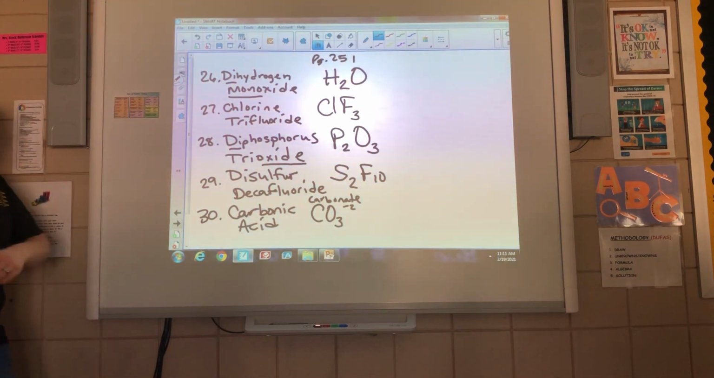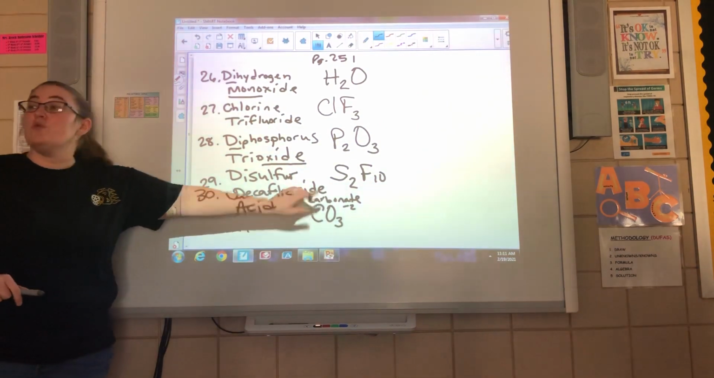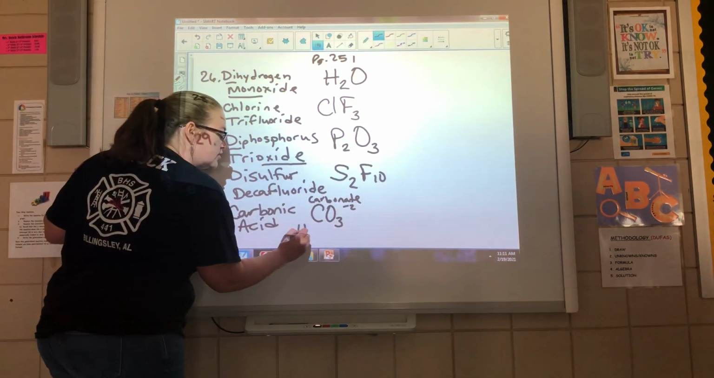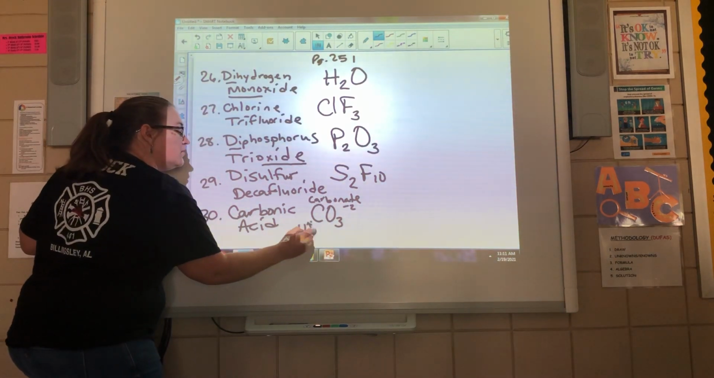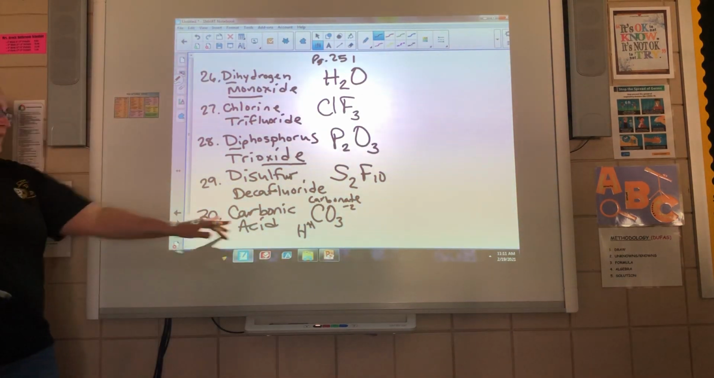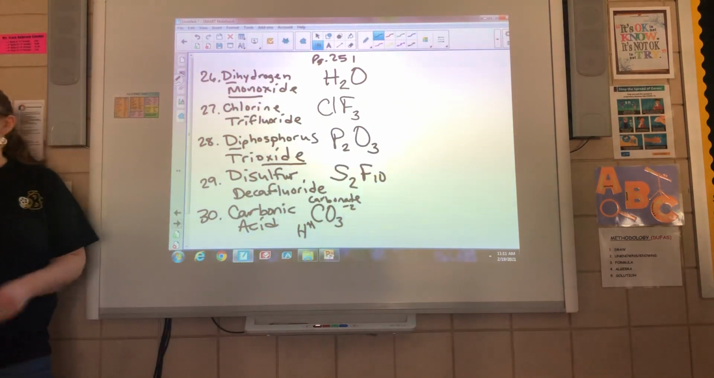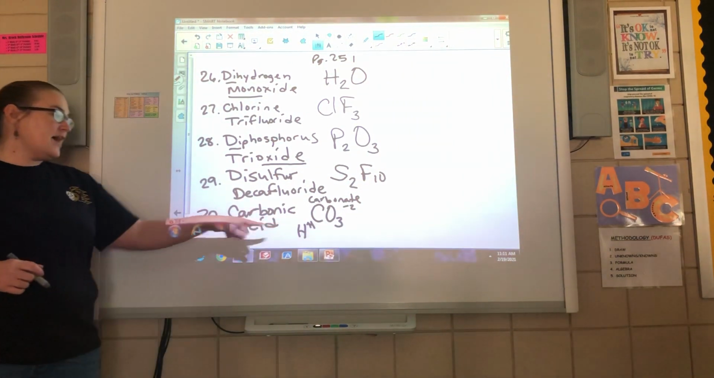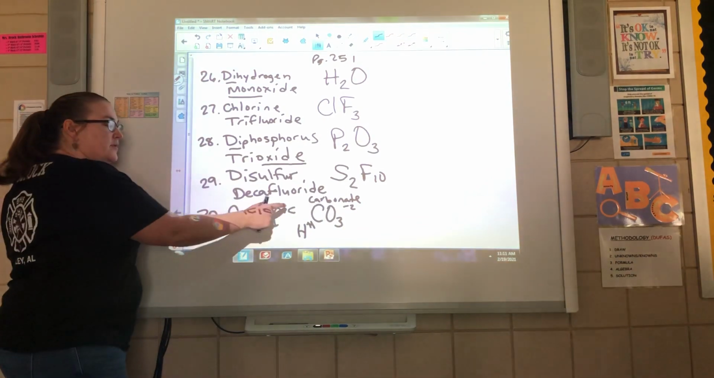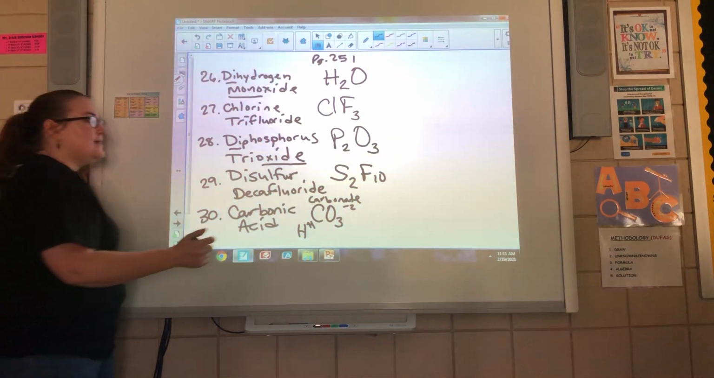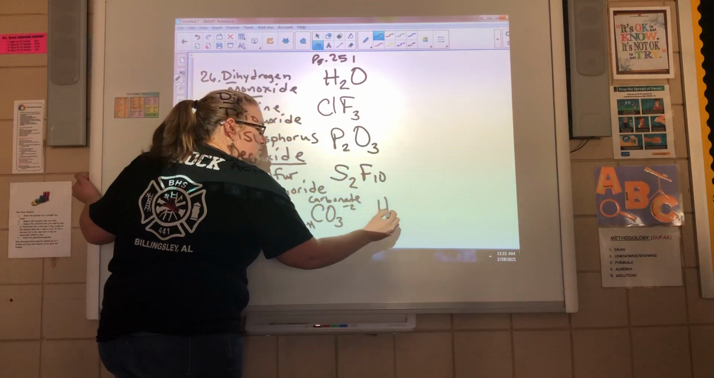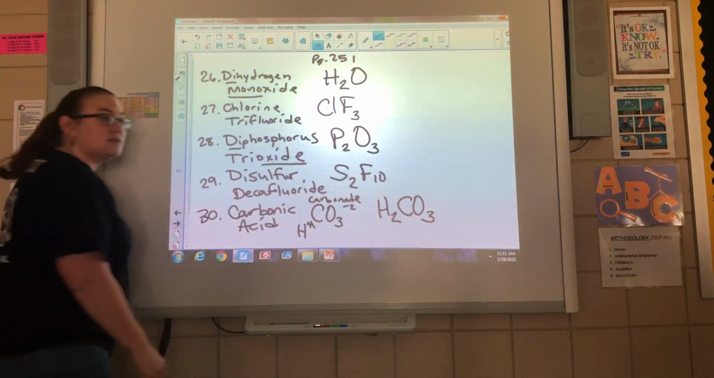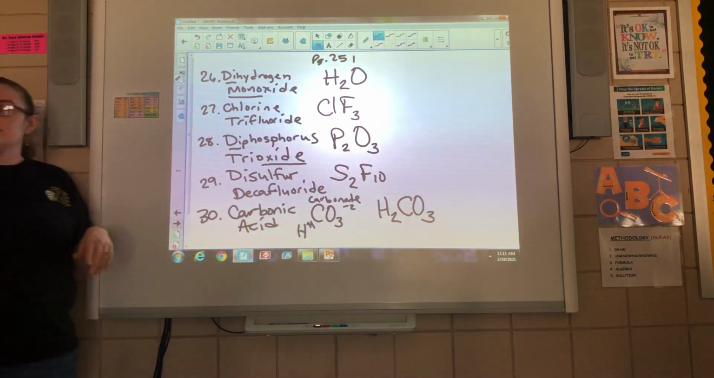Now, if it's going to be an acid, what has to go with this carbonate? Hydrogen. What is hydrogen's charge? +1. Do those balance out to 0? No. So what do I need more of? Another hydrogen. And so to make the formula for carbonic acid, I'm going to make H2CO3, and that's going to be my formula for carbonic acid.